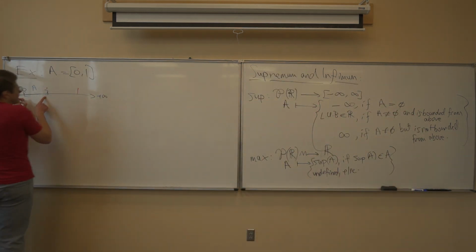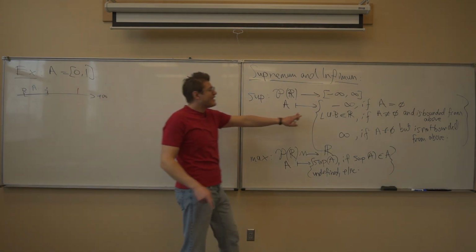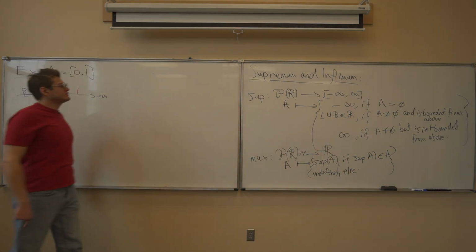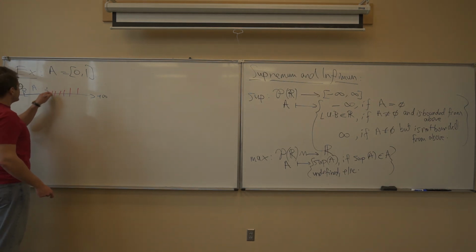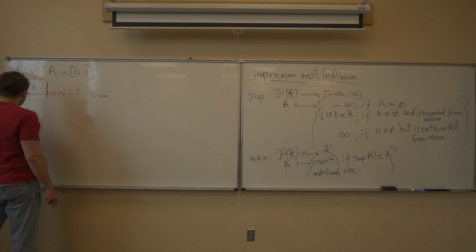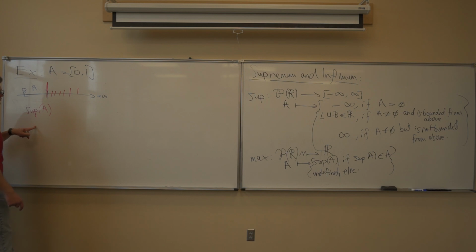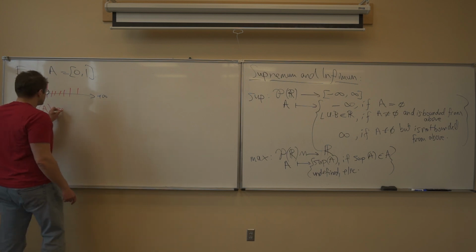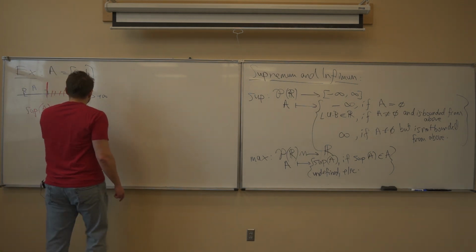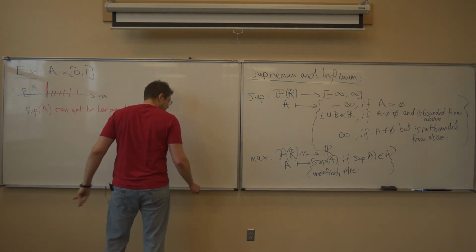A is non-empty, and it is bounded from above. I know that the supremum is a real number. What is the best one? Well, you go all the way here, but you cannot go any further. That's the point. So far, what we said is sup of A cannot be larger than 1.